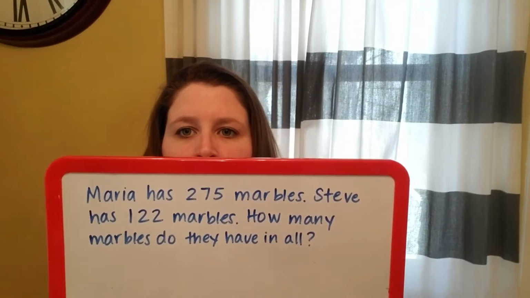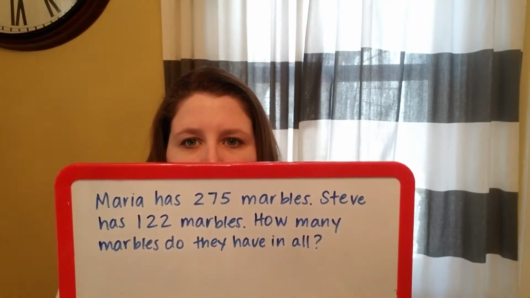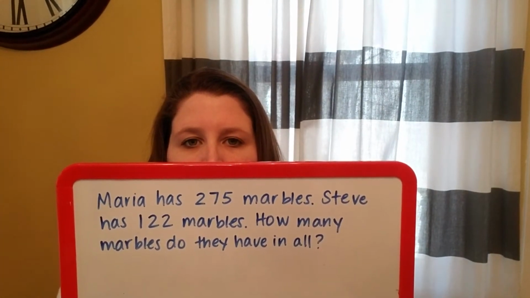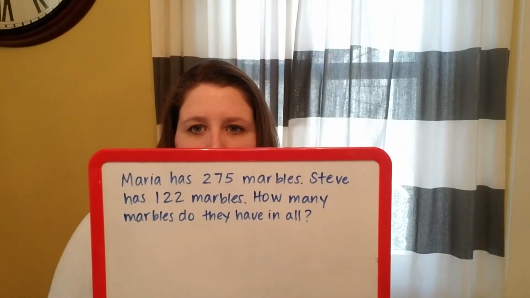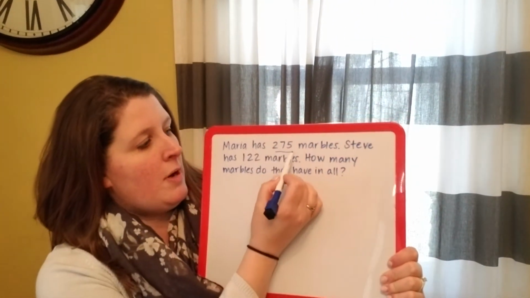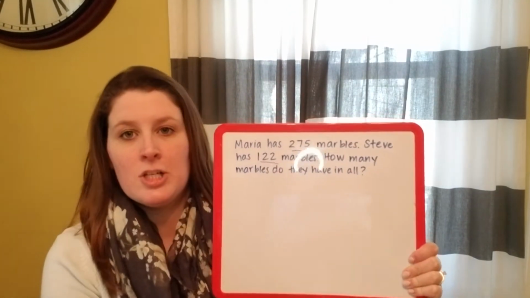So a problem that you might see is something like this one, which says Maria has 275 marbles. Steve has 122 marbles. How many marbles do they have in all? With this kind of problem, students are challenged to do a couple of different things. The first thing is figure out what information they actually need to solve the problem and what kind of problem it is. So in something like this, students would need to identify that 275 is one of the numbers that we're combining. 122 is the other.